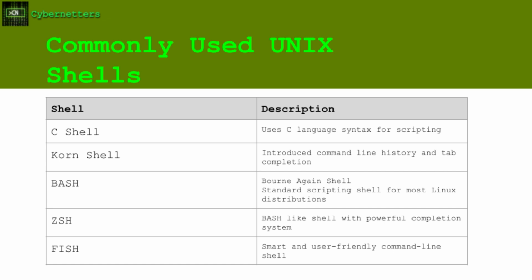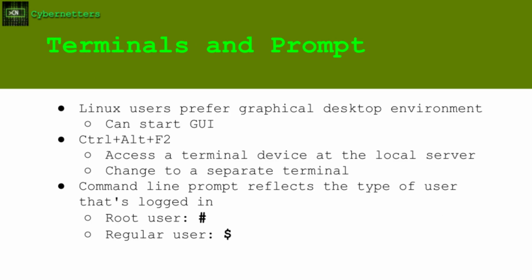Linux and Unix support multiple shells, each with different features and capabilities. The Korn shell uses command history and tab completion. The bash shell is the most widely used shell and it's standard on most Linux systems. The CSH is similar to bash, but it has enhanced auto-completion and customization, and fish is a modern, user-friendly shell with smart suggestions. As you can see, each shell has its strengths, but bash remains the default for most Linux distributions.